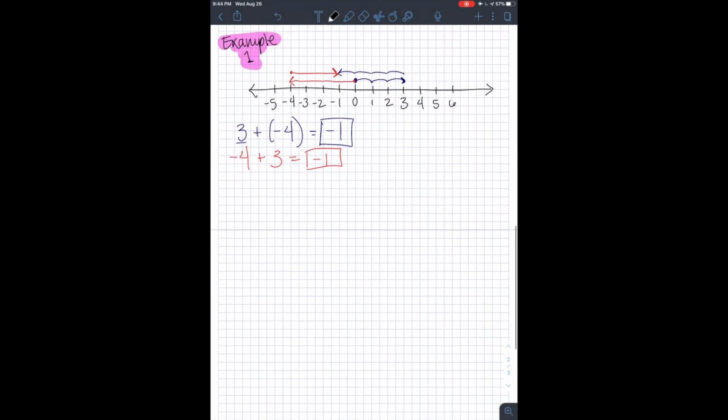If that was a little bit confusing, we're going to do another example. Okay, the point is that we're counting up and down on the number line based on positive and negative. Okay, so example number 2, our expression is negative 3 plus negative 2.